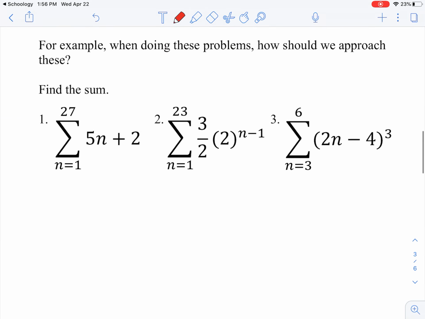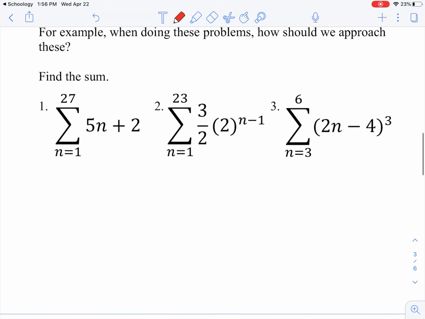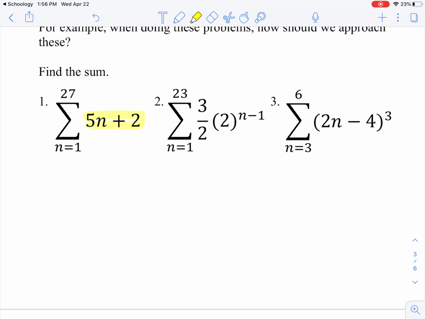Okay, so for example, I want to make sure you know what formula to use, or can you use a formula, and how should we approach these? So first off, let's go through and say, can I use a formula? To decide whether or not you can use a formula, you are going to look at the expression next to the sigma, which is this. You are going to look at it and see if it's arithmetic, geometric, or neither. If it's arithmetic, you can use the arithmetic sum formula. If it's geometric, you can use the geometric sum formula. If it's neither, you can't use a formula. You have to plug in those values.